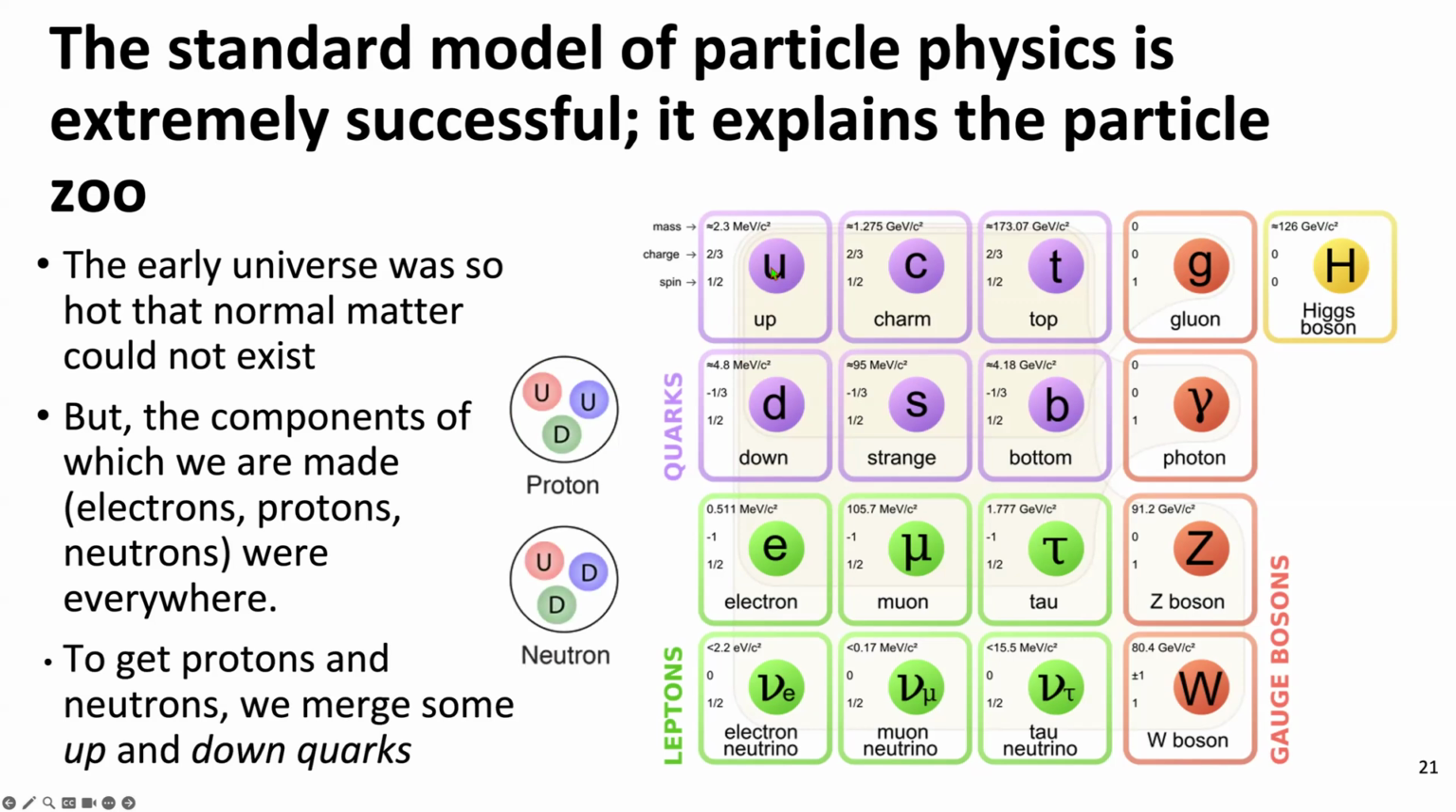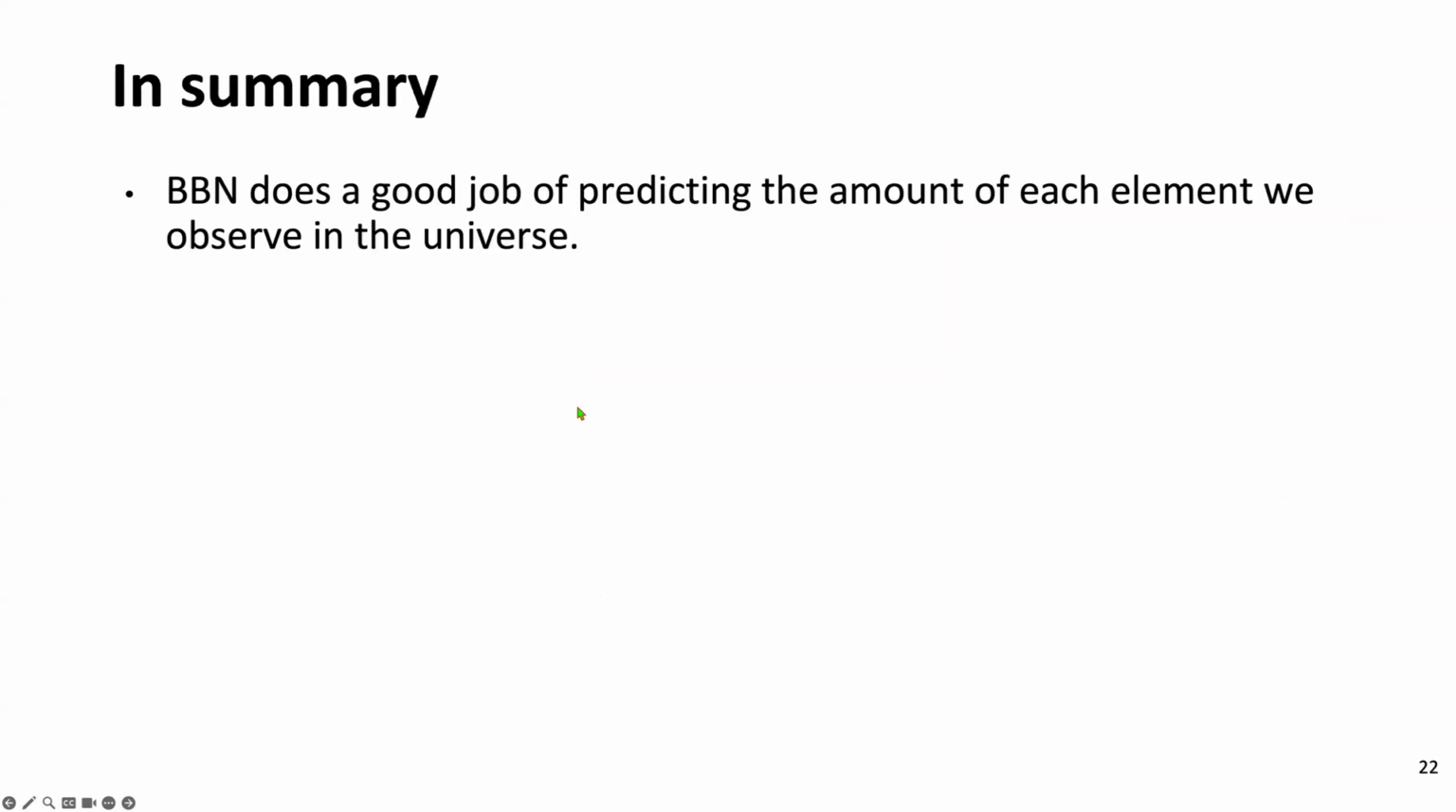You take 2 ups and a down and put them together, and that's a proton. If you take 2 downs and an up, that's a neutron. So when we have radioactive decay of a neutron, it's because one of these down quarks became an up quark, and it throws off those extra particles, and we have a radioactive decay of a neutron into a proton.